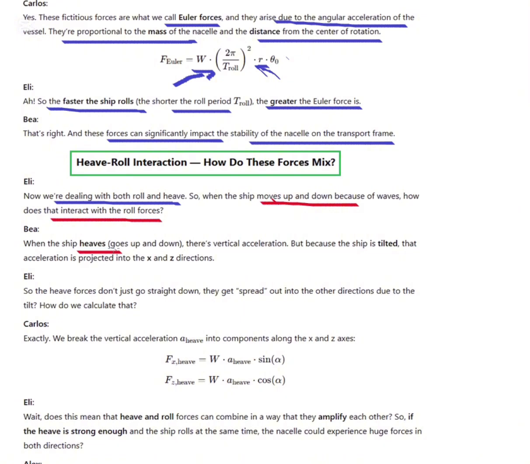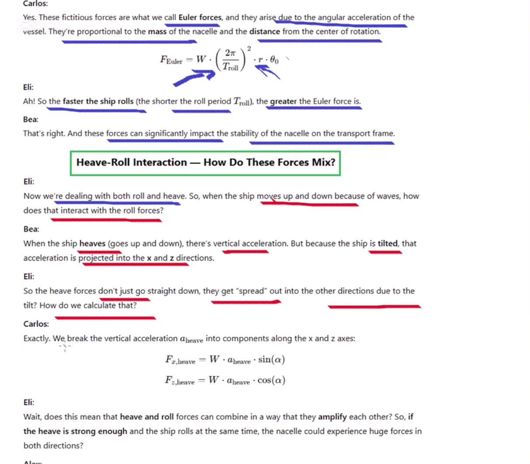When the ship heaves, meaning goes up and down, that's a vertical acceleration. But because the ship is tilted, that acceleration is projected into the x and z directions. So the forces don't just go straight down; they get spread out into the other directions due to the tilt.